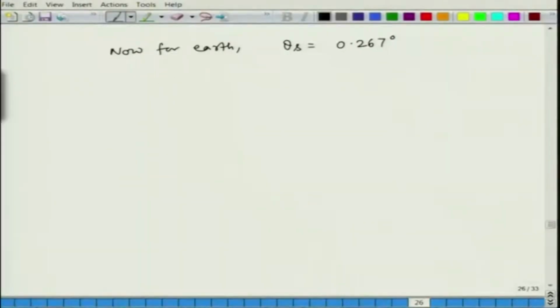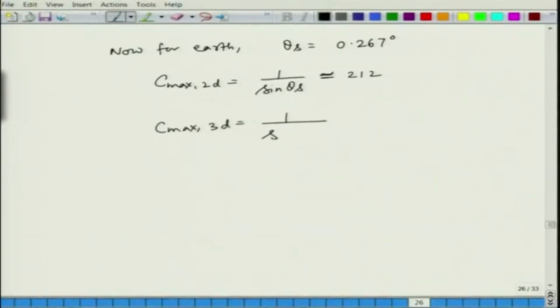So, what we can see, the C max 2D, which is 1 over sin theta s, you can substitute this value and you can see the approximate value will be 212. Okay. And similarly, C max 3D is 1 over sin square theta s, and that is approximately 45,000.